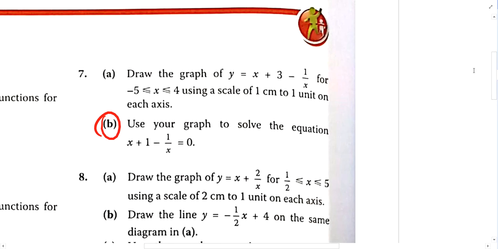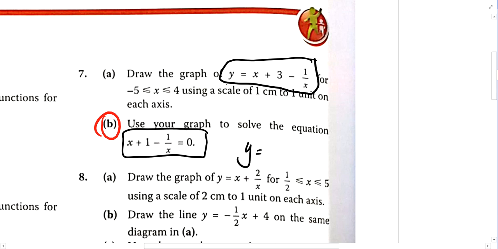(7b), what shall we draw? Y equals to? How do we decide? You see, I've already got a graph of y equals to x plus 3 minus 1 over x. I want to use the graph to solve this. Do they look the same currently? Not at the moment, but I want to make them the same.